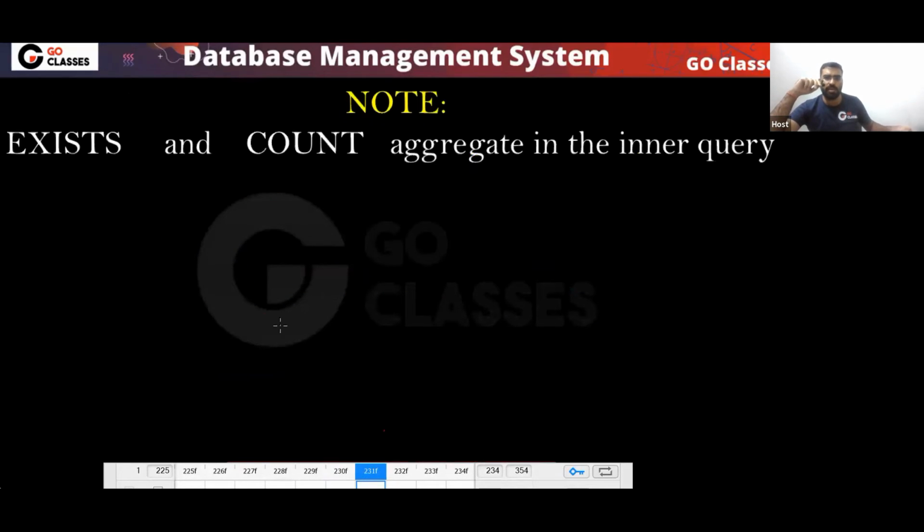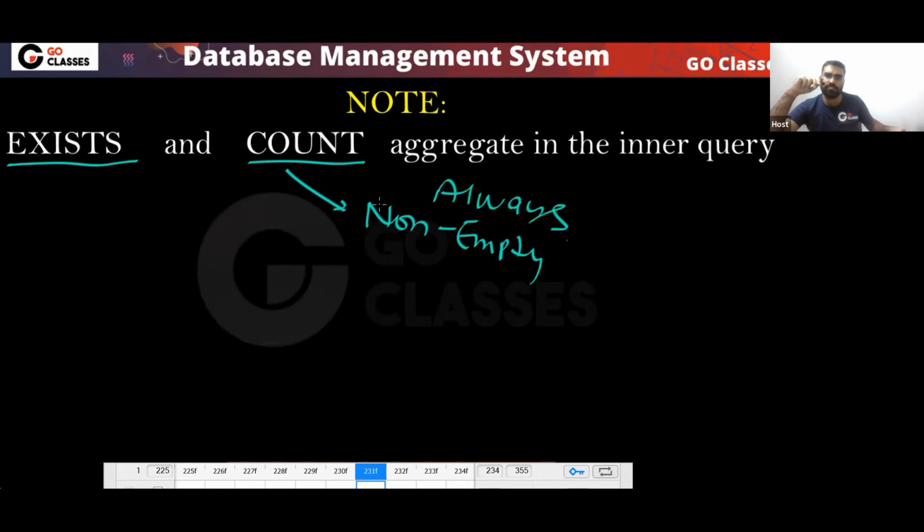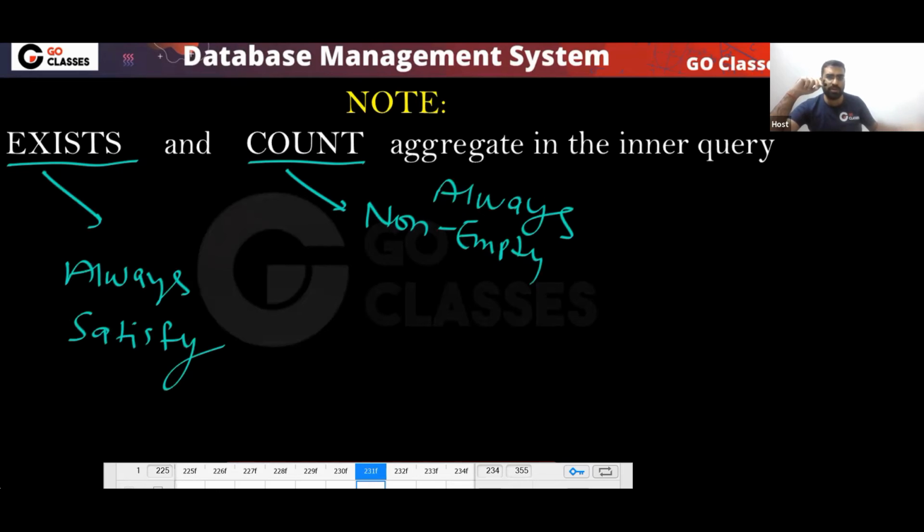Okay, and what about this one? This relationship, when you have exists and you have a count aggregate, they will always be satisfied. Yes or no? This will always be non-empty. So this will always be satisfied. So you always need to take care now.